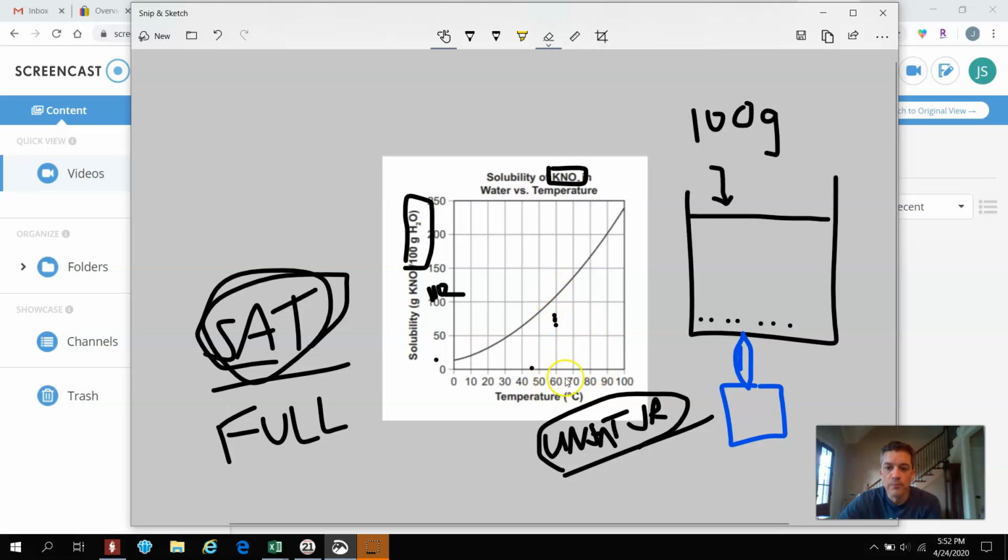It means more than that. And that would be if somehow we had 60 degrees of water and we still had 150 grams dissolved in there. Now you may ask yourself, how the heck does that happen? Well, normally it doesn't, and this is something that doesn't happen very often in normal situations.